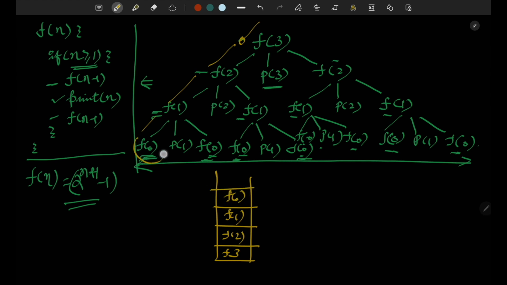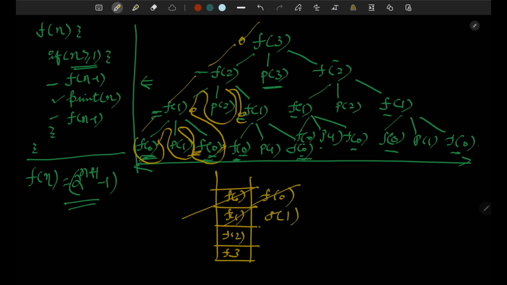We see F0 for the last time, we pop it off, we do the printing and everything. We see F0 for the first time, we push f of 0 to the stack. We see f of 0 for the last time in the stack, so we pop it off. Now we come to f of 1, we see it for the last time, we pop it off. And then we print the value 2, we come to f1 and we see f1 for the first time, we push it to the stack.